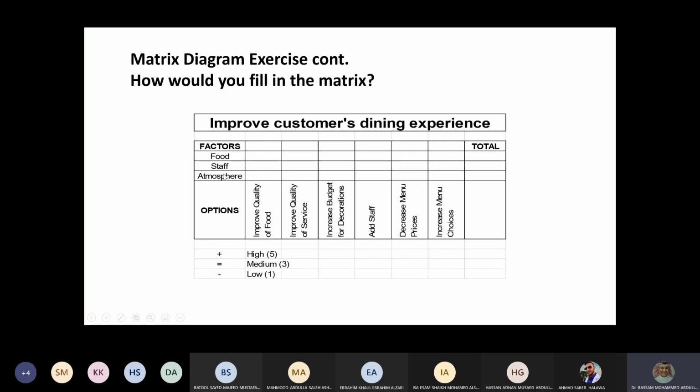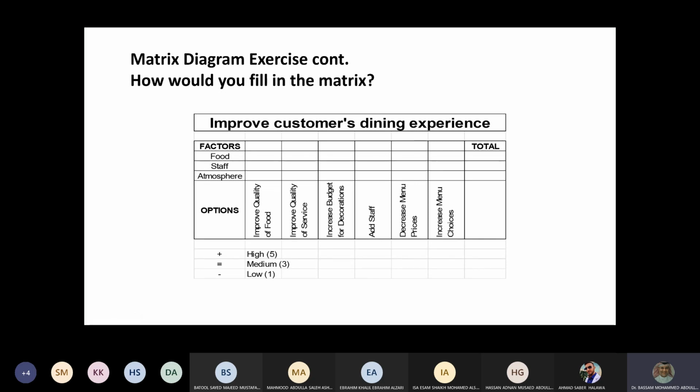I feel that these are the factors and these are the options. The factors or options are confusing me. And if I'm going to have the factors, say these are the factors, I want to improve the food, I want to improve the staff and atmosphere. And now he wants to decide as a restaurant manager, should I concentrate on improving the food? Should I concentrate on improving the staff? Should I concentrate on improving the atmosphere?